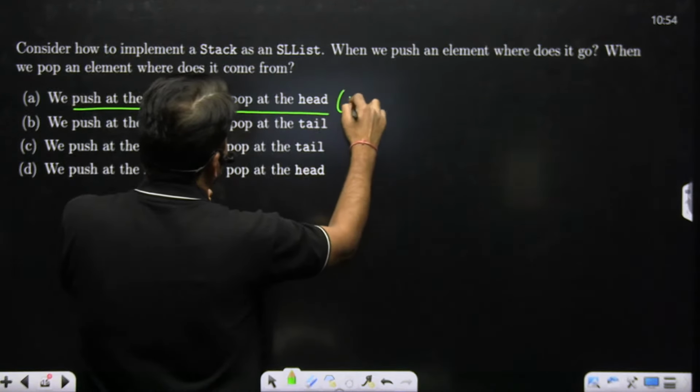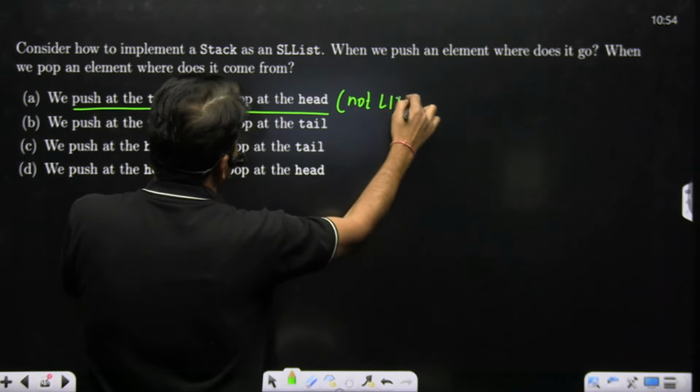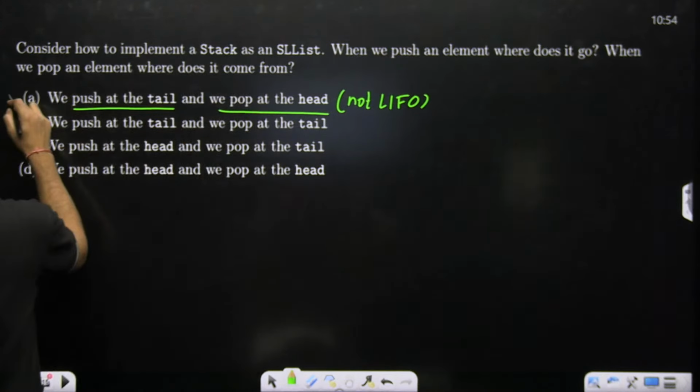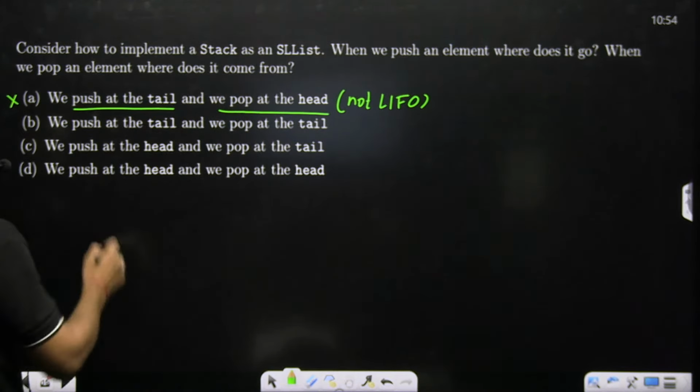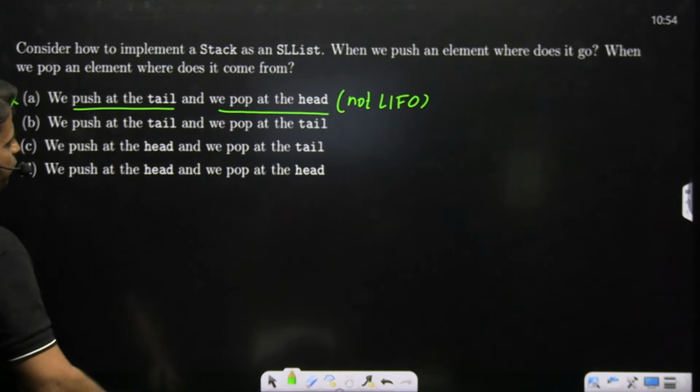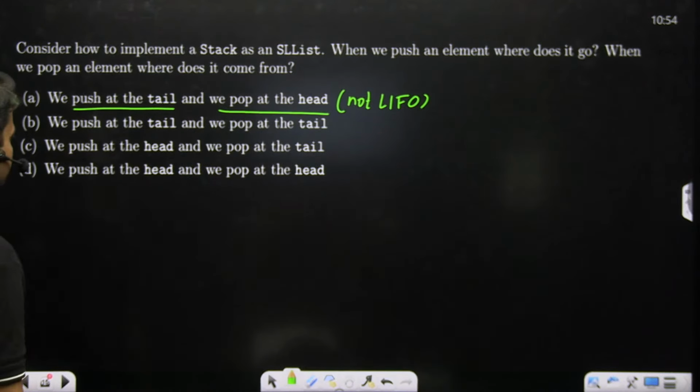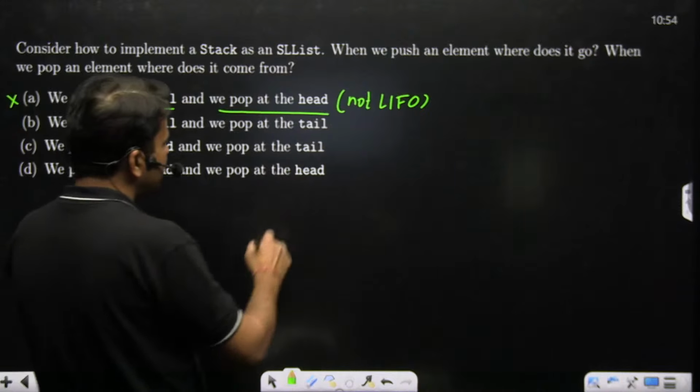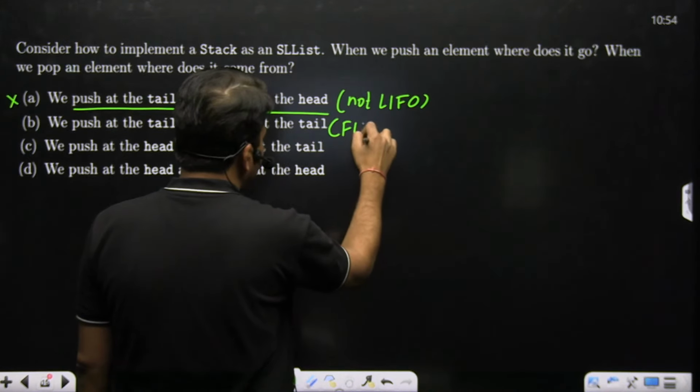So what is the problem here? Sir, this is not LIFO. And we know stack is a LIFO. So that's why this is not the answer. What about B part? B: push at the tail and pop at the tail. Then this is LIFO, but there is another problem.